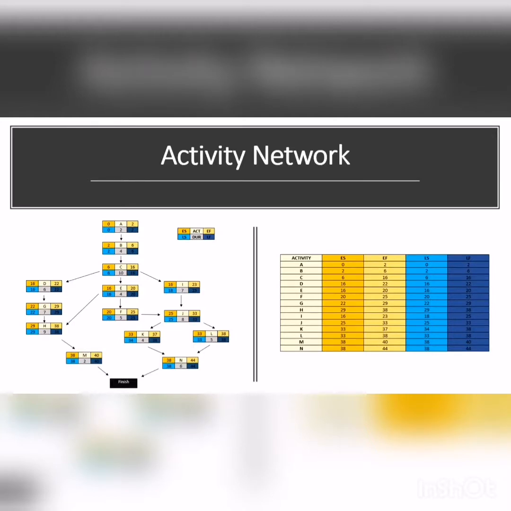Now, starting at activity A, we start at 0 for early start, as the beginning of the day. So A, its duration is 2, so we have 0 plus 2 equal to 2. So this is how we get early finish. Then what we do is we bring the 2 down to B. Again, 2 plus 4 equal to 6. So C, E, F are the same as B. How to get the early finish?